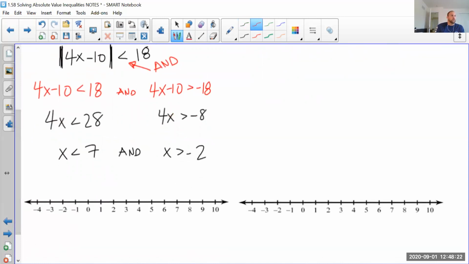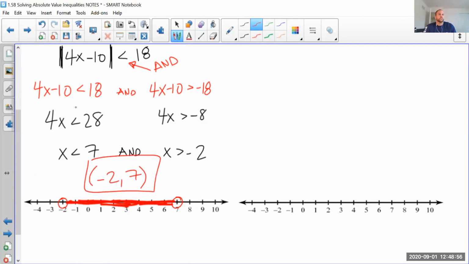So both of those are open circles. So open circle at 7. We're going less than. Open circle at -2. We're going greater than. So they overlap right here between -2 and +7. Okay, interval notation, -2 to 7, open circle, open circle. Questions before we do the last one?